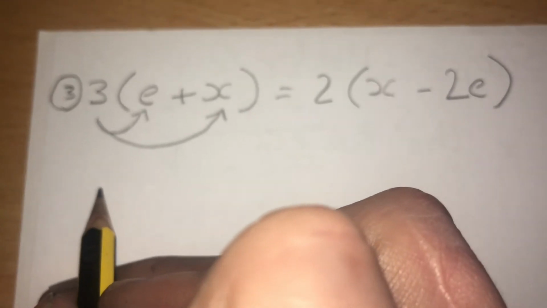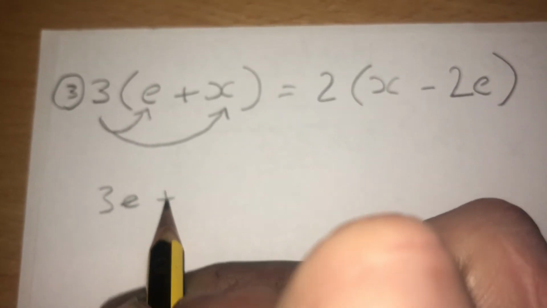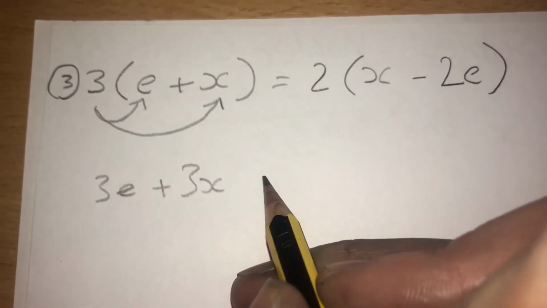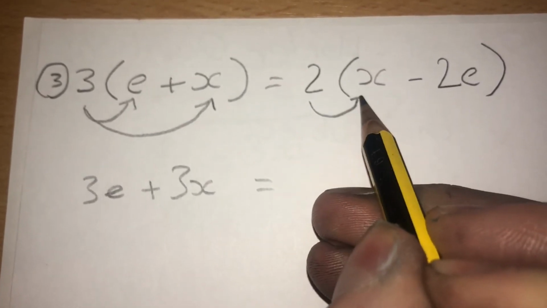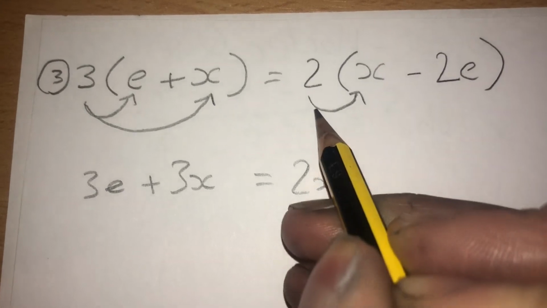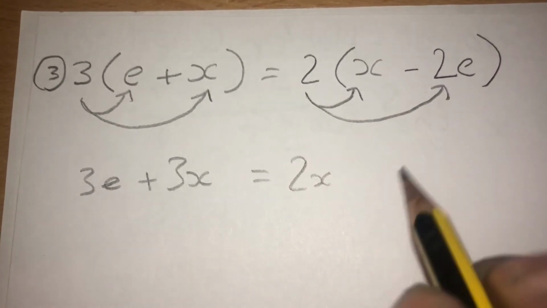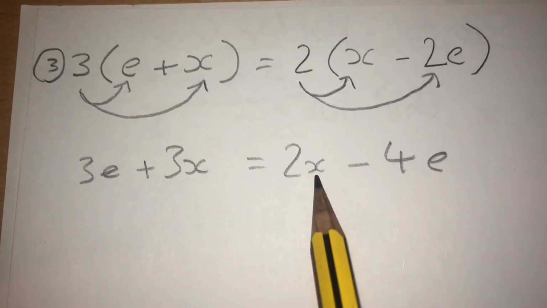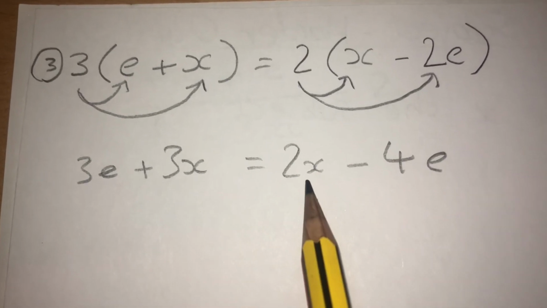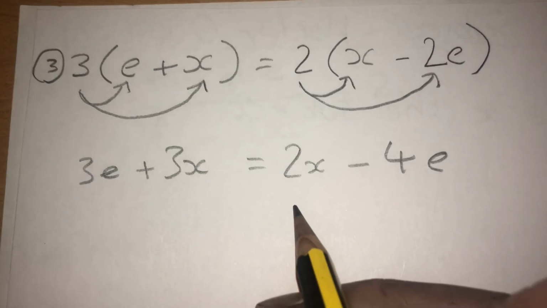3 times e is 3e, 3 times x is 3x. Okay, so that's the bracket on the left expanded. On the right, I'm doing 2 times x, which is 2x, and 2 times minus 2e, which is minus 4e. So we've got a 3x and a 2x now on the left and the right hand side.